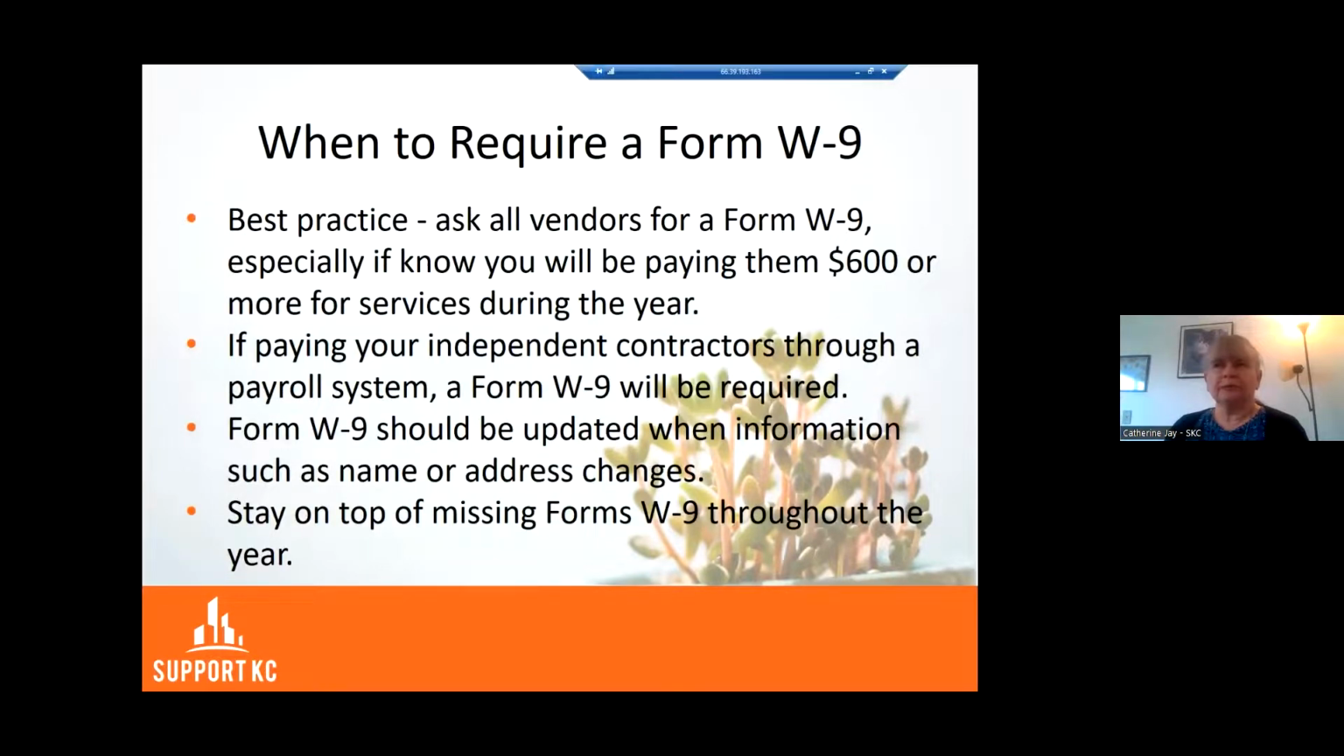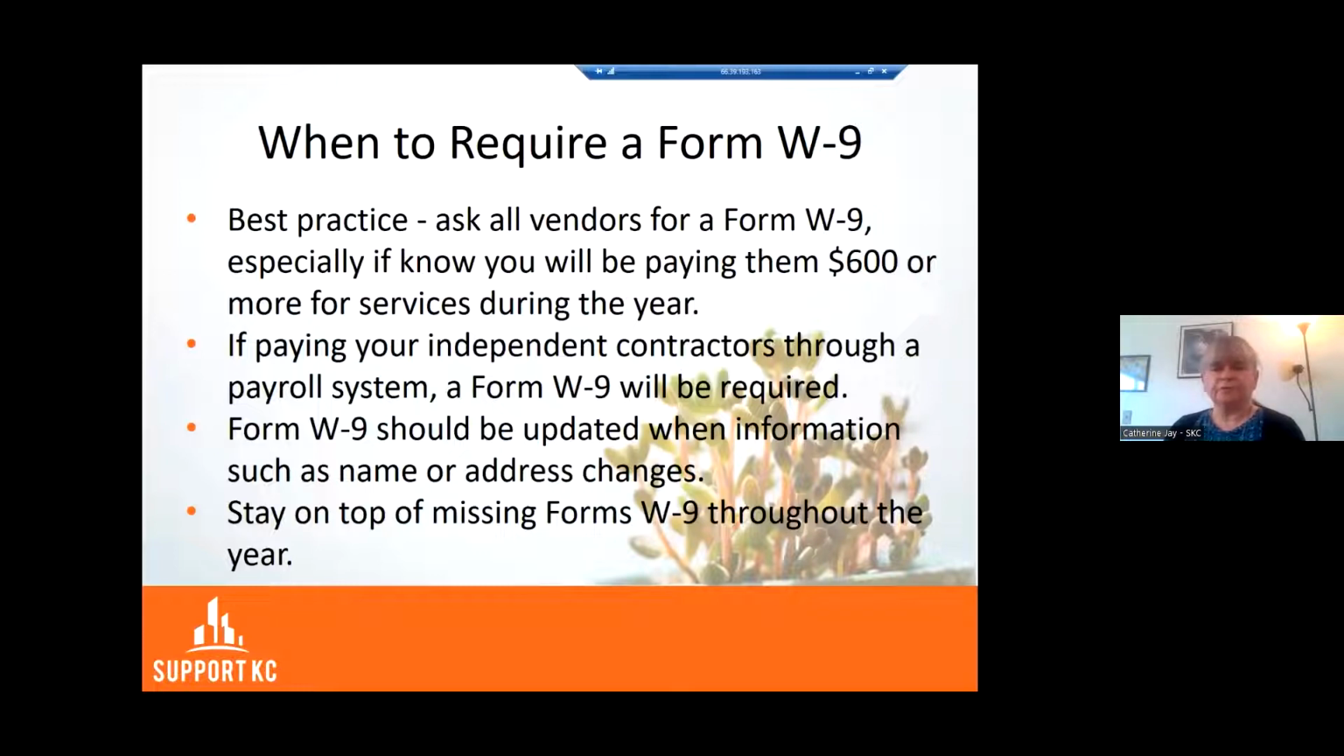And when should you ask for or require a W-9? The best practice is to ask all of your vendors for a Form W-9, especially if you know that you're going to be paying them more than $600 for services during that calendar year. You will need a W-9 if you're putting your contractors in a payroll system. That system is going to require a W-9 in order to pay that person. They want that document. For a contractor, it's similar to a W-4 for an employee, in that it's something that's required.